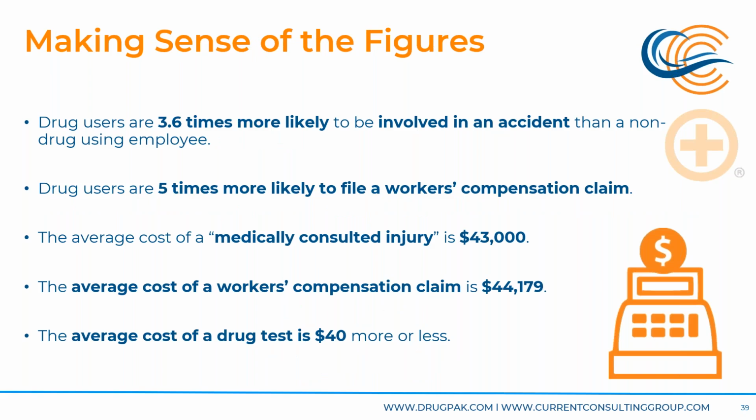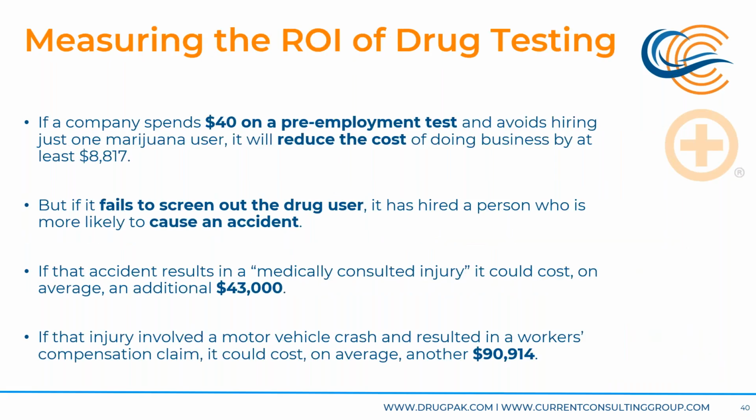I talked about some of these statistics. Drug users are 3.6 times more likely to be involved in an accident, 5 times more likely to file a workers' comp claim. The medically consulted injury, $43,000, a workers' comp claim, $44,000. And then the average cost of a drug test, let's say, is $40. You may be paying more, okay? You may be paying less. Drug test prices are based on a lot of things, right? Like how many drugs you're testing for, where the collection takes place, how many drug tests you do in a year. So a lot of things factor into it. Let's say it's $40, right? You're paying $40, okay?